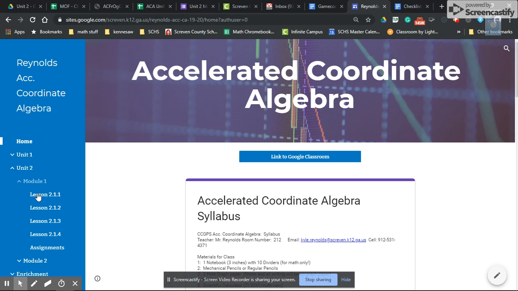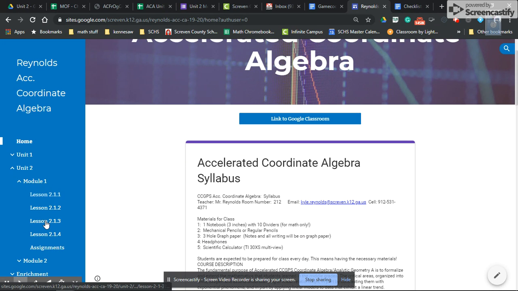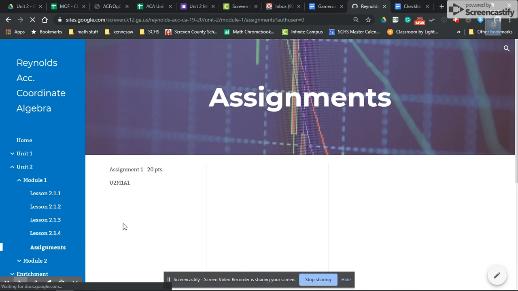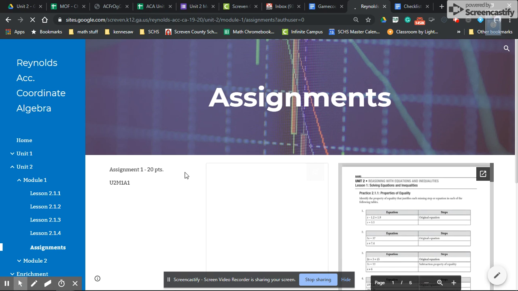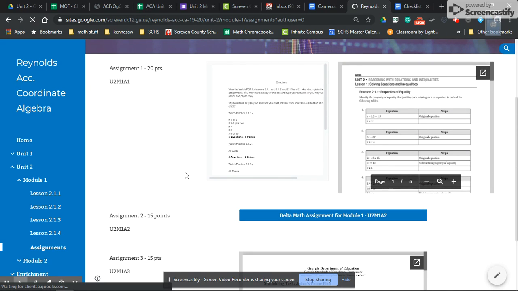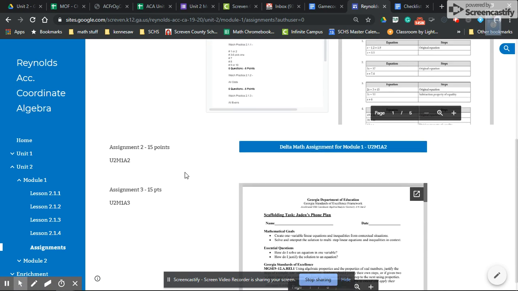So in the first module, you can see here we have the different lessons, which is where the videos and notes are located for that module. And then we have the 3 assignments. These are the same 3 assignments that were due on the 3rd. Okay? So you're asking how to find the assignments. This is where they are.